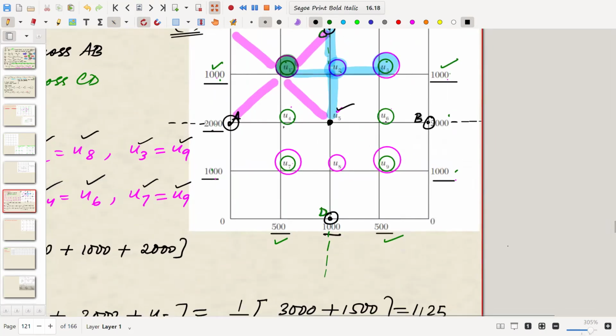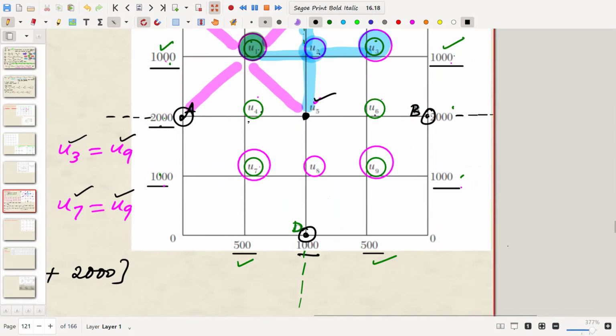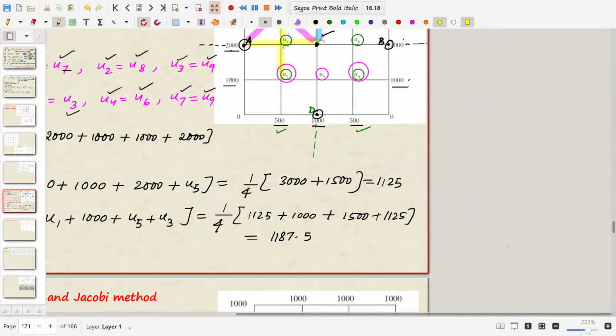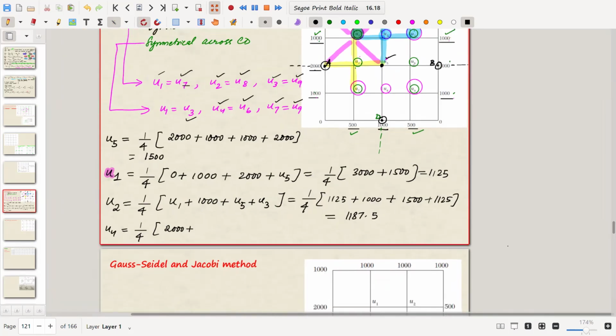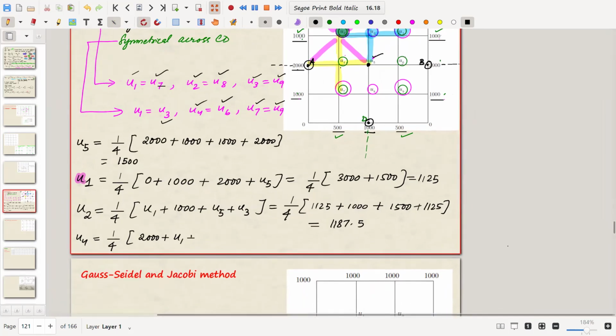Can we find U4? How can we find U4? I think it is trivial. What you need to do is just take this. How will you get the formula now? Can you write the formula for this? U4 equals 1 by 4 times 2000 plus U1 plus U7 plus U5. What should be the value?